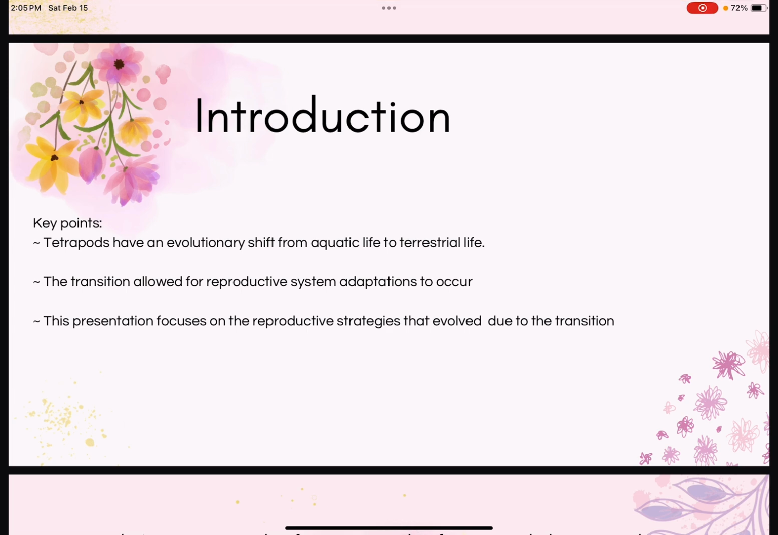This presentation explores the reproductive adaptations of the tetrapods, tracing their evolution through different clades, with a focus on the transition to land and the various reproductive strategies that emerged.